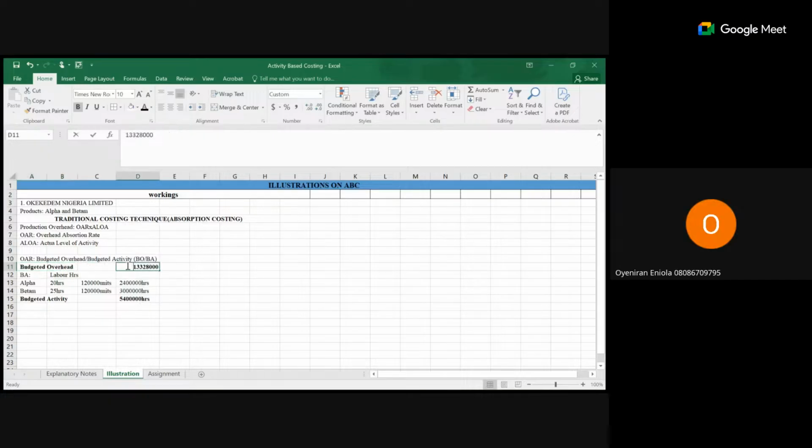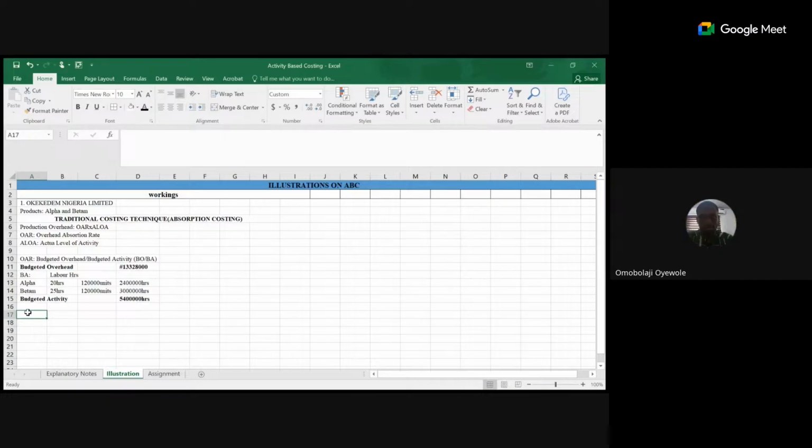13,328,000 naira. Now, this one will be what? Naira. All right? Okay. Just trying to put the sign. So, having calculated that, we now have what we need to calculate our production overhead, right?